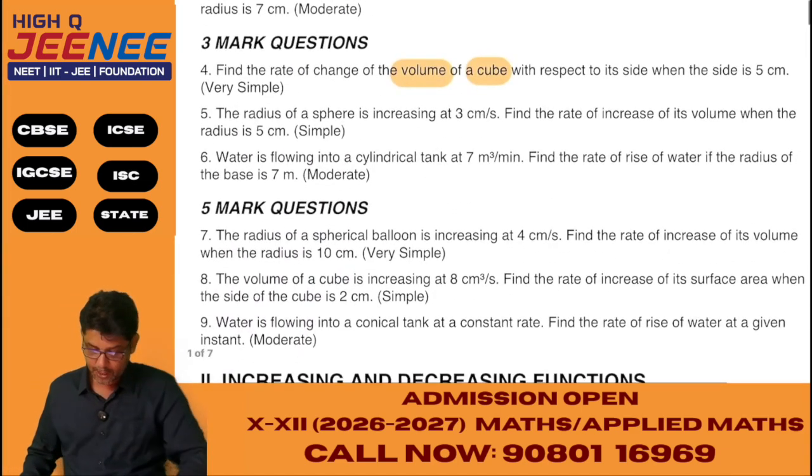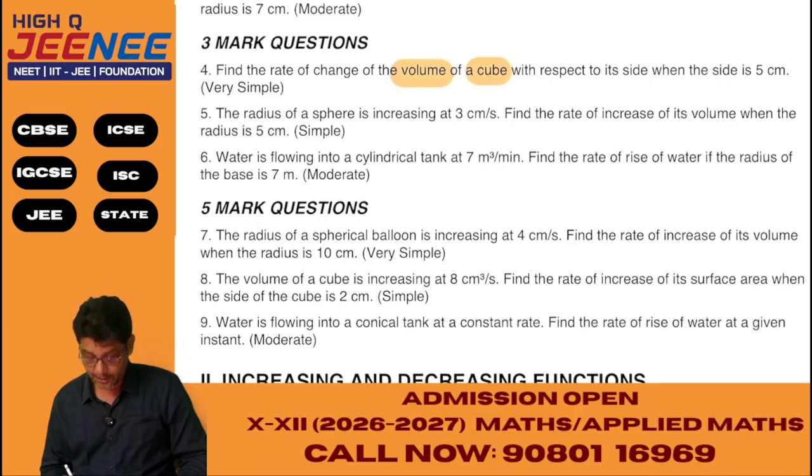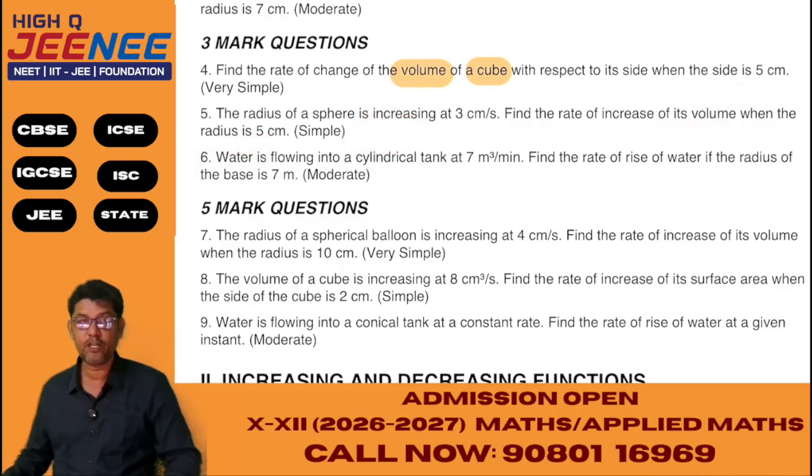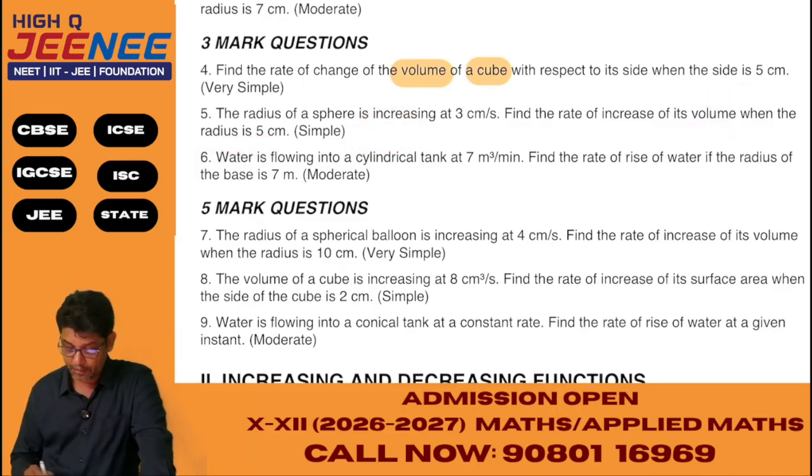Next question. The radius of a sphere is increasing at 3 centimeter per second. Look at this, 3 centimeter per second is given. That means rate of change is given, and here the rate of change is increasing. So can we say dr by dt is equal to 3 is given? Find the rate of increase of its volume when the radius is 5 centimeter. When r is equal to 5, we have to find the rate of increase of the volume. So tell me, what is the volume of the sphere?